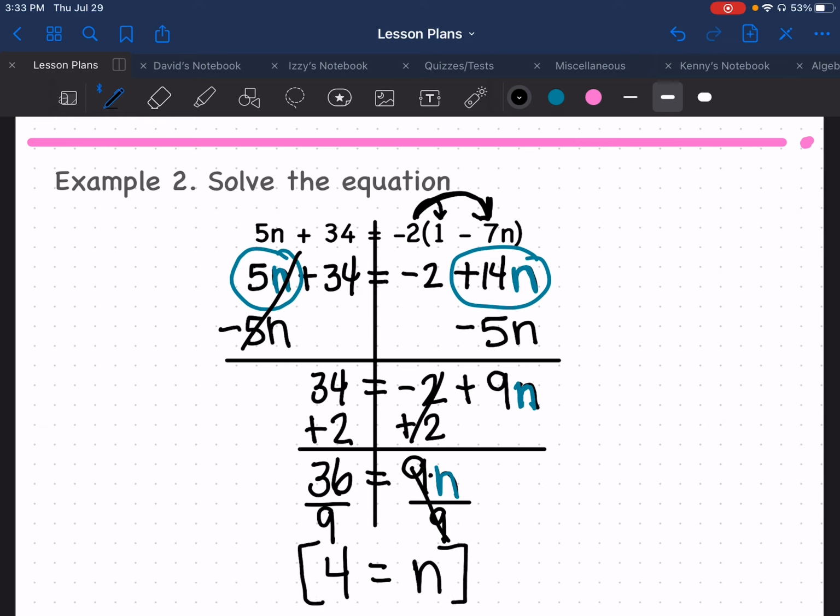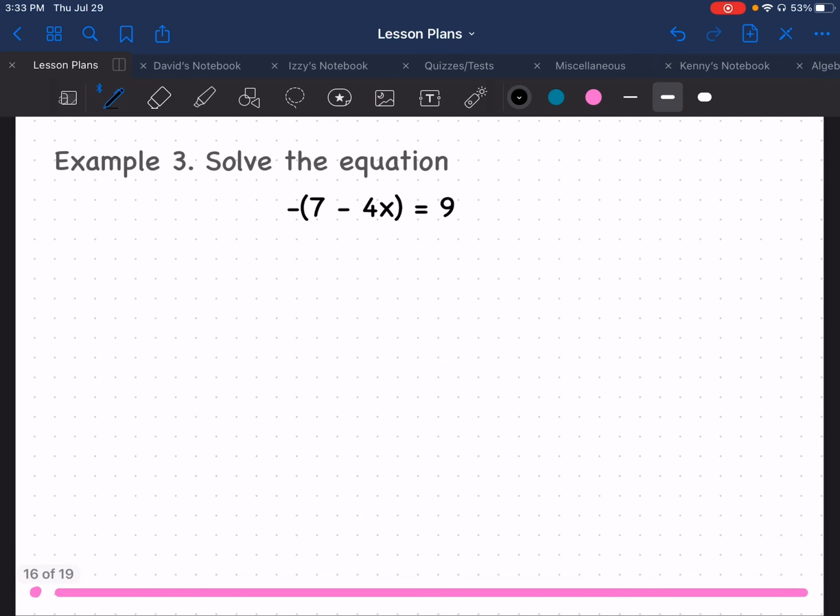There's my final answer. I can go back and check in my calculator by changing all the letter n's to the number 4. So I could do 5 times 4 plus 34, hit enter and see what that says, and negative 2 parentheses 1 minus 7 times 4, close up my parentheses, hit enter, and see if I get the same number. All right, last equation for today.